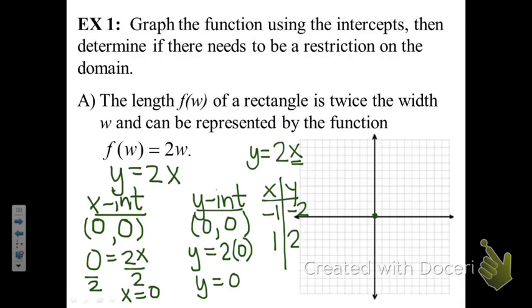And then we have enough values that we can actually graph this. So my first ordered pair from my table says that I have to go back 1, down 2. My second one says I have to go over 1, up 2. And then I have enough information to create a line.